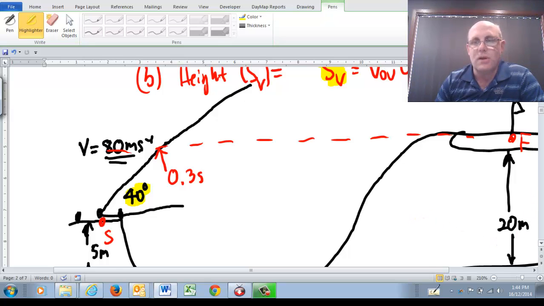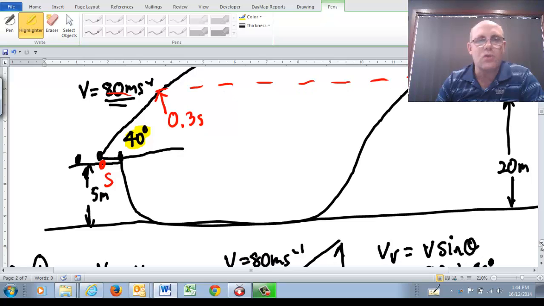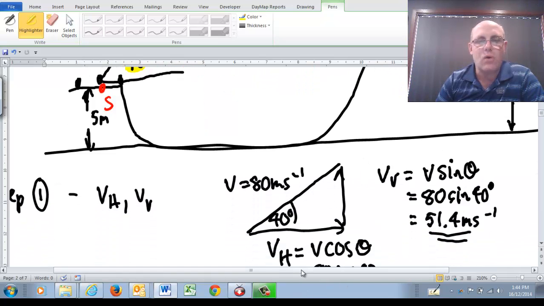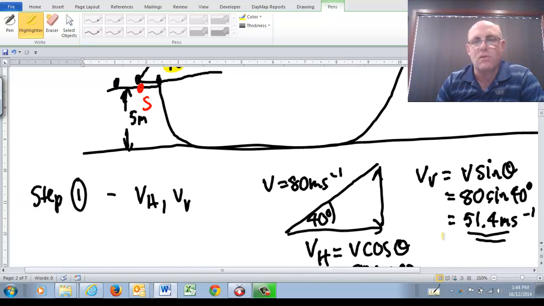That's the sort of question that you might get. So let's go through the parts that might be important. Step 1 requires us to work out the horizontal and vertical velocity. To work out the vertical velocity, we use V sine theta, and that works out to be 51.4 metres per second.